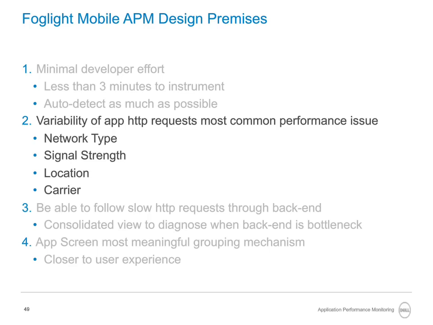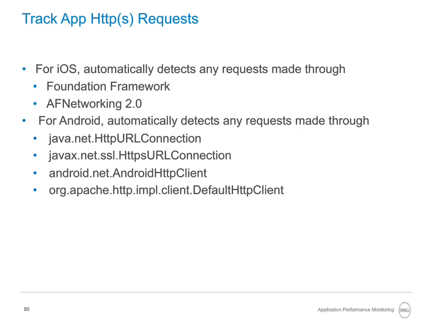The second area is the variability of app requests. For iOS, we'll automatically detect, without any code changes, anything that makes requests through the Foundation framework and the AFNetworking 2.0 framework. In practice, that's the majority of calls that apps are making. Unless you're writing your own HTTP connections, we usually will pick up every request that's made. For Android, we support those 4, which are the common ones used on Android to make requests out of the app. You get all this just by linking in that one library.